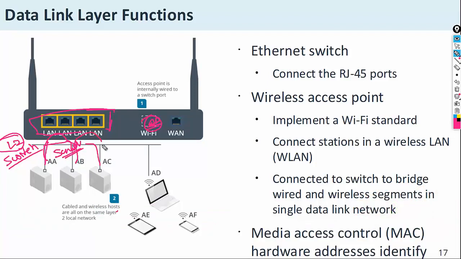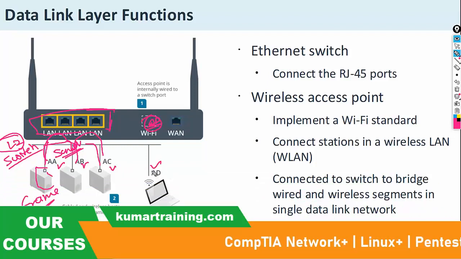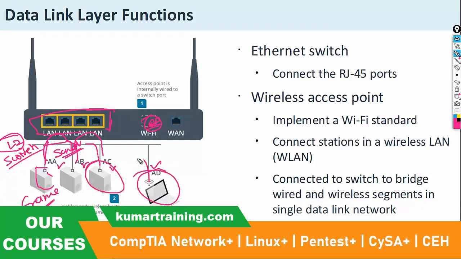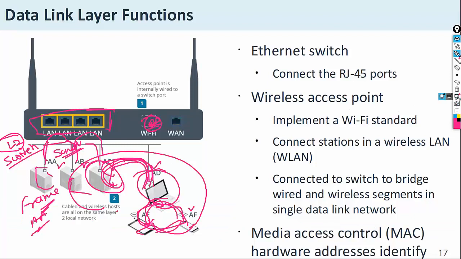When data is traveling in the same network, or in a LAN, it is traveling in the form of a frame, as we have discussed already, and is identified with the MAC address. The MAC addresses of these devices are AA, AB, AC, then AD, AE and AF. So wireless devices can communicate with each other, and wireless devices can also communicate with the wired devices as well.